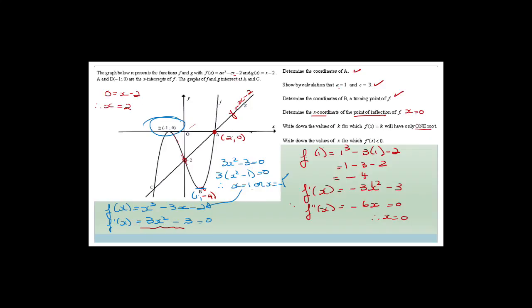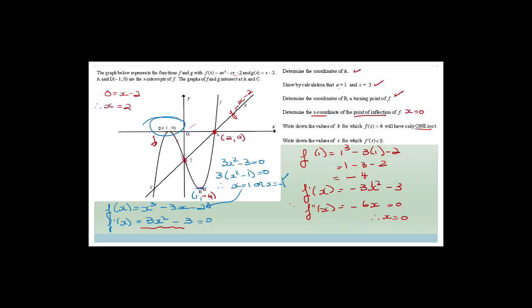Now it says write down the values of k for which f of x equals k will have only one root. Okay, in order for this to have one root, do you agree we need to move this graph down? Which means we need this minus two to be moved down, okay? So we want to know, what do we need to do to move this down?